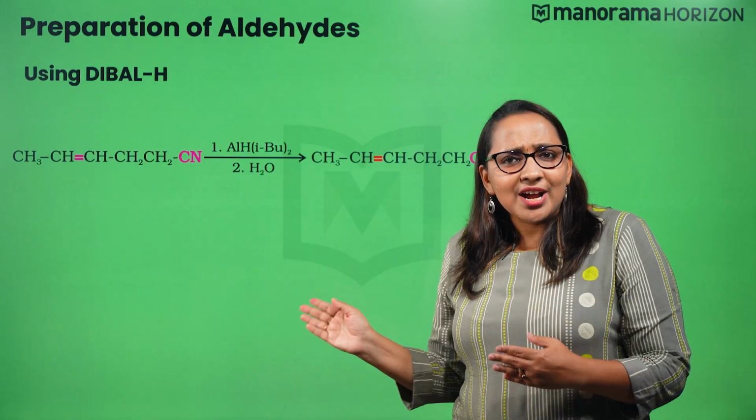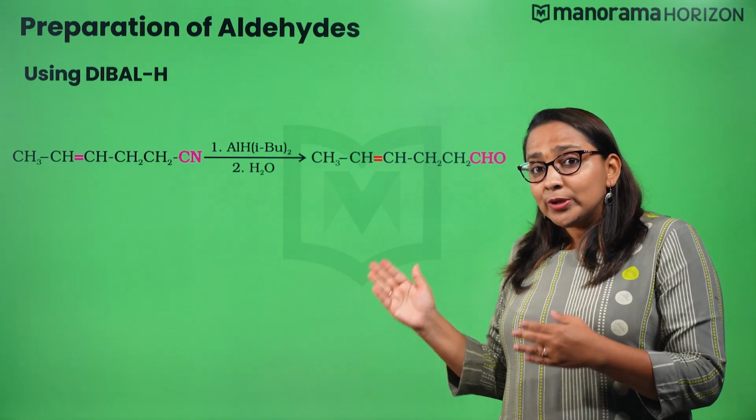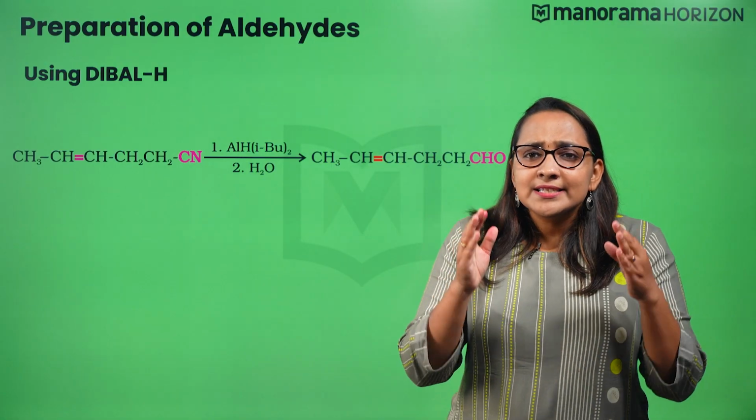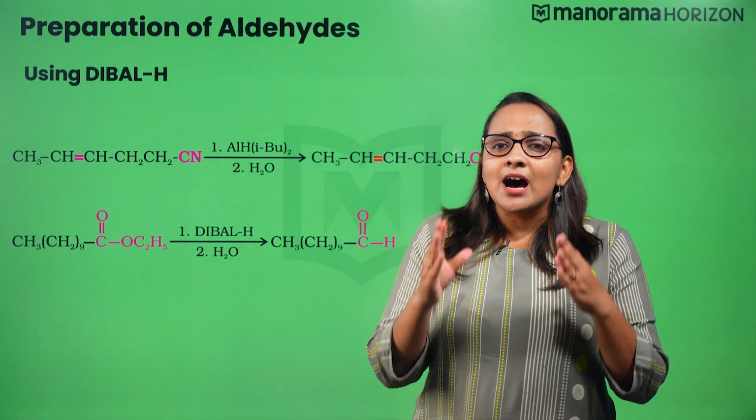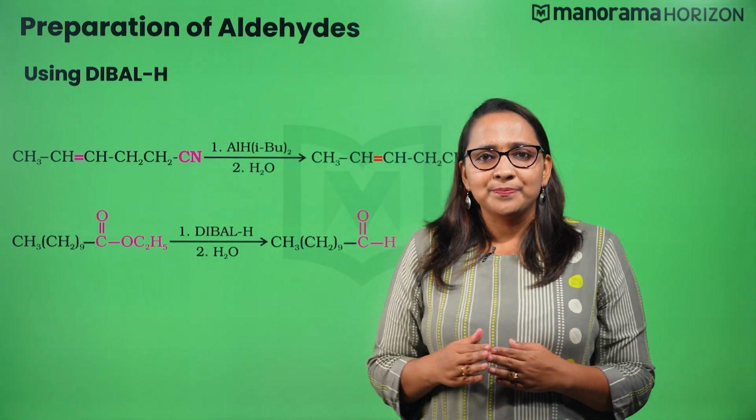Alternatively, nitriles are selectively reduced using diisobutyl aluminum hydride. Similarly, esters are also reduced to aldehydes using DIBAL-H.